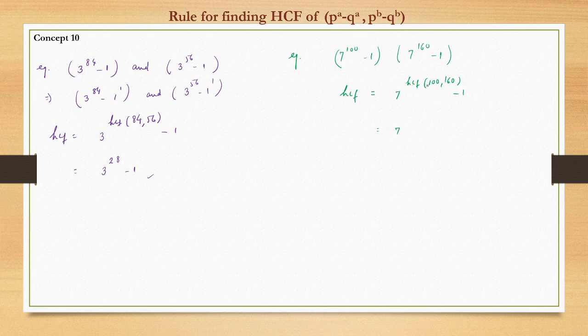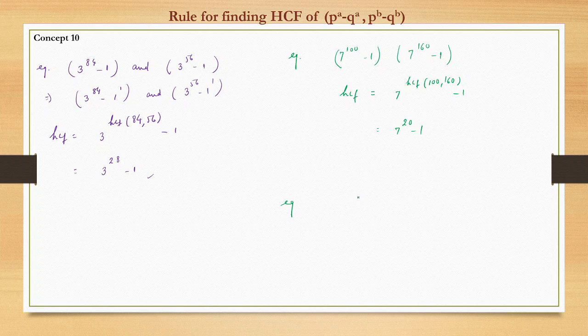Now, the HCF of 100 and 160 is what? The difference is 60. 60 does not divide. Next is 30, which also does not divide. Next is 20. 20 divides both 100 and 160. So 7 raised to power 20 minus 1 is the HCF. Now we'll see another case.